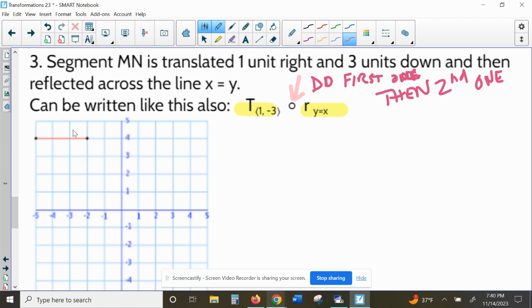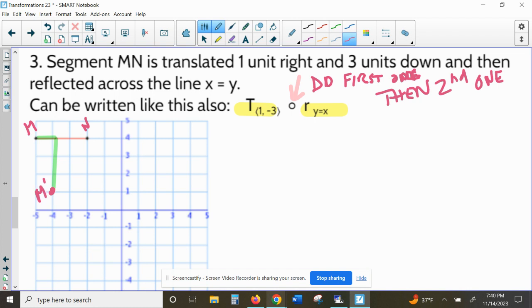Okay, so let's take a look at this picture. So this is segment MN. I'm just going to call it MN like this, since they didn't tell us how to name it. I need to go 1 unit right and 3 down. So let's take this first point M. I'm going to go 1 right in my head and 3 down. 1, 2, 3. So my new M, my M prime, is going to be right here.